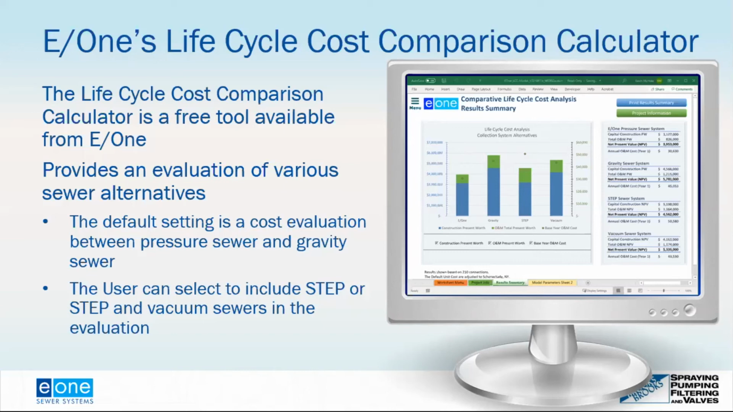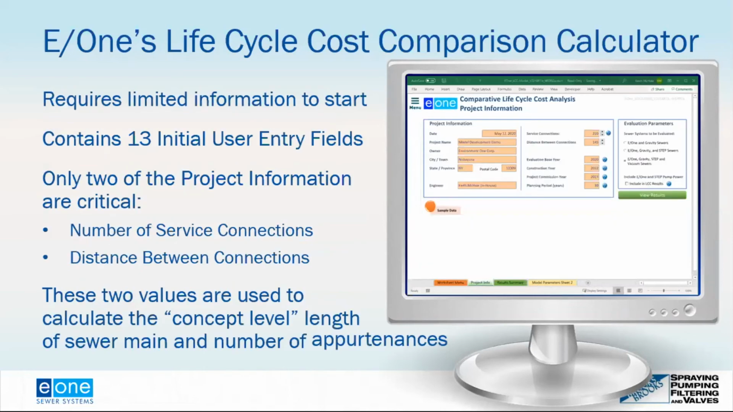It allows you to look at gravity sewer, low pressure sewer system, step sewer, or vacuum sewer systems. And it's a very simple process where you go in and it requires very limited information. There are 13 user entry fields. Only 2 of these fields are critical, the number of service connections and the distance between connections.